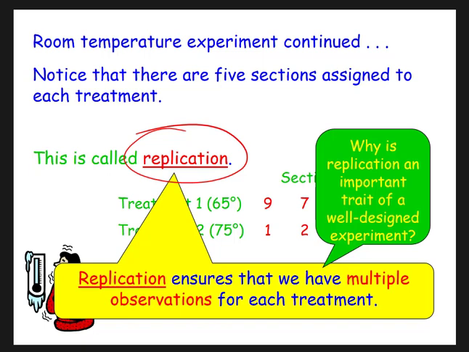Well, you can't just test one student at 65 and one student at 75 because there's a good random chance that one of those students has more ability than the other. Even if it's just one section, one group of students, there's a good chance that maybe the professor for that group did a better job of explaining it. So it might not be the temperature that causes the difference. It might be some other factor. So that replication helps to limit the effects of those potentially confounding variables.